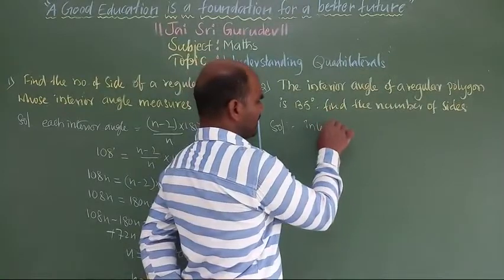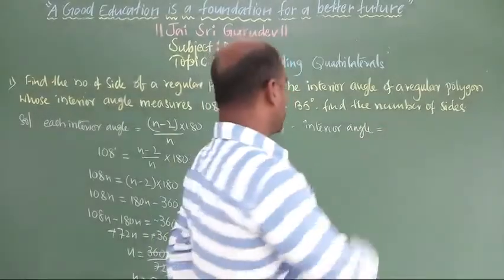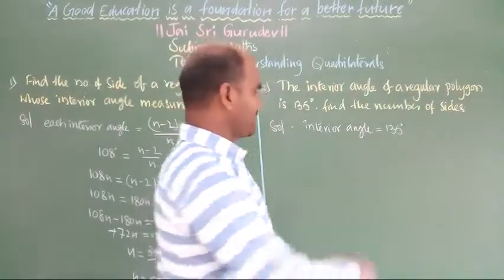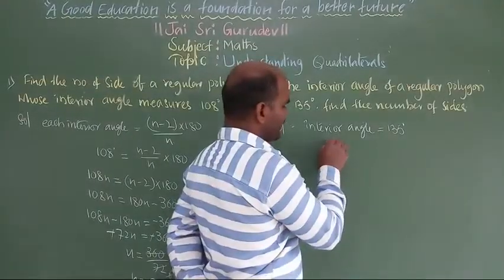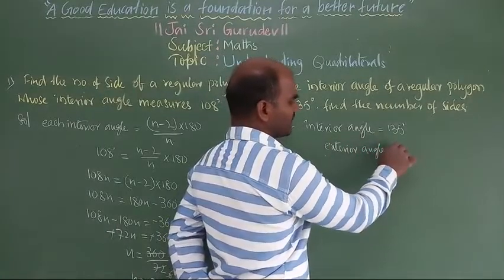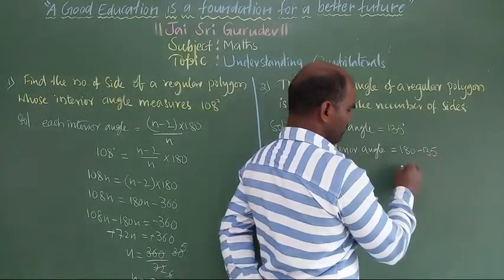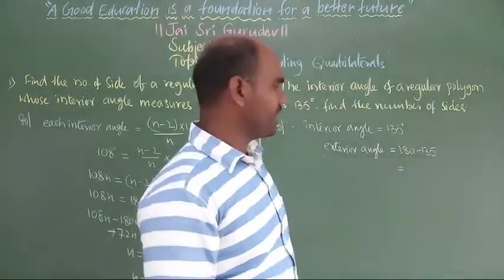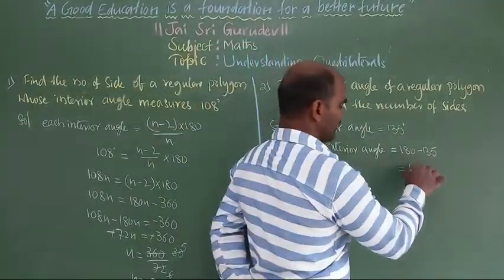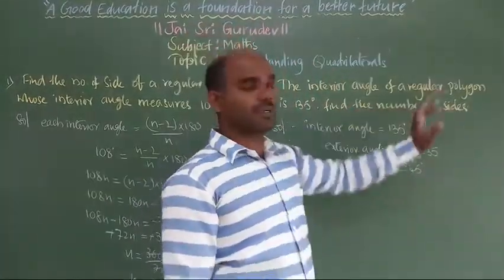The interior angle given is 135 degrees. Then, at the same place, we should get the exterior angle. Exterior angle is equal to 180 minus 135, which is 45 degrees. Then what we have to find is the number of sides.